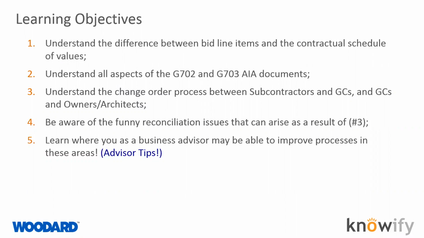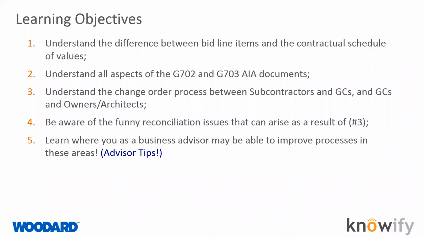Second, and this is probably what all of you joined for, we want to go over the G702 and G703 AIA documents. That collection of documents is sometimes called an application for payment or a pay rec. I mean, there are many different ways contractors refer to it. But it's a standard invoicing style for much of commercial construction, and it really is the industry standard. Three, we want to go over the change order process between subcontractors and GCs and owners and architects.